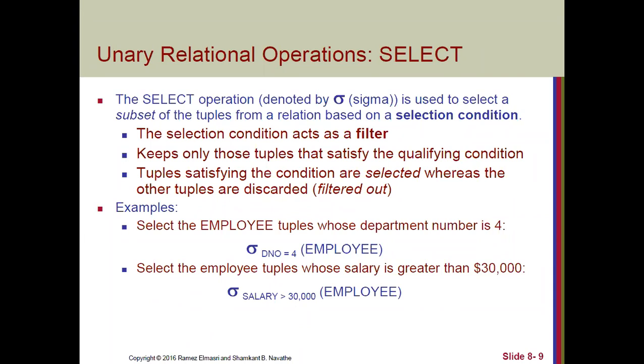So here we are talking about the first operator, that is called select operator, or an operation, which is denoted by sigma, and is used to select a subset of the tuples from a relation based on the selection condition. That is very important. When select is used, number one, select is a unary operator. So obviously it can be used with a single relation. What it does, it takes out the subset of the tuples.